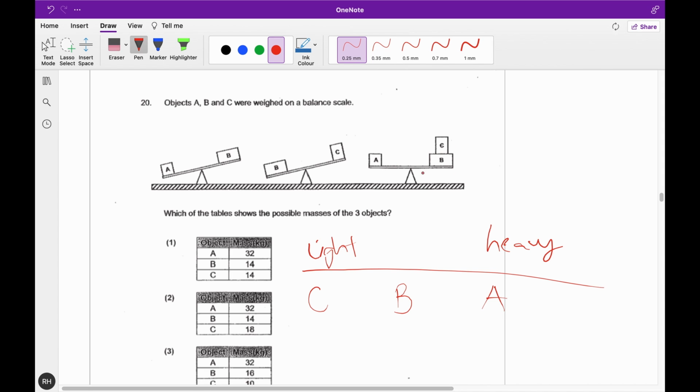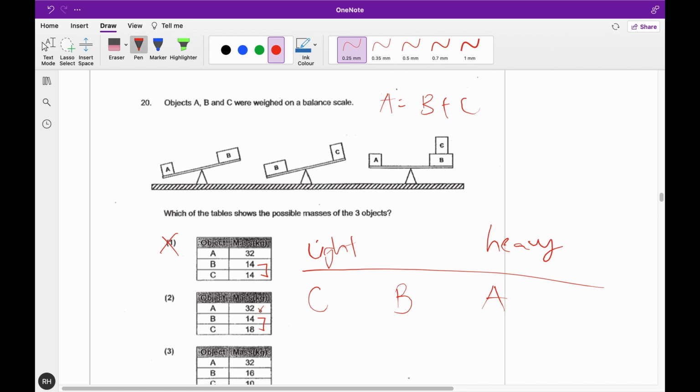Okay, the last balance scale shows that A is equal to B plus C. So when B and C add up together, it becomes A. So let's take a look at option 1. B and C, when they add up, must be equal to 32. So in this case, 14 plus 14 is 28. It's not 32. So option 1 is probably not possible. For option 2, B and C add up to 32. Okay, so this is possible.